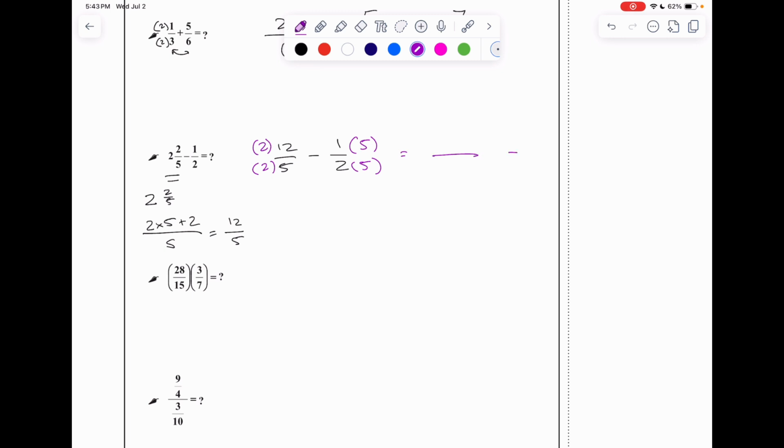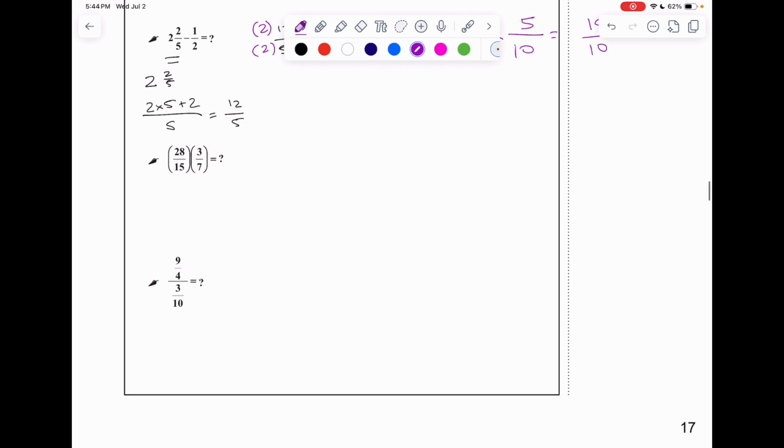So our common denominator will be 10. And my numerator over here will be 2 times 12, or 24. My numerator over here will be 1 times 5, which is 5. If I subtract that, I get 19 over 10, and that will be my answer.